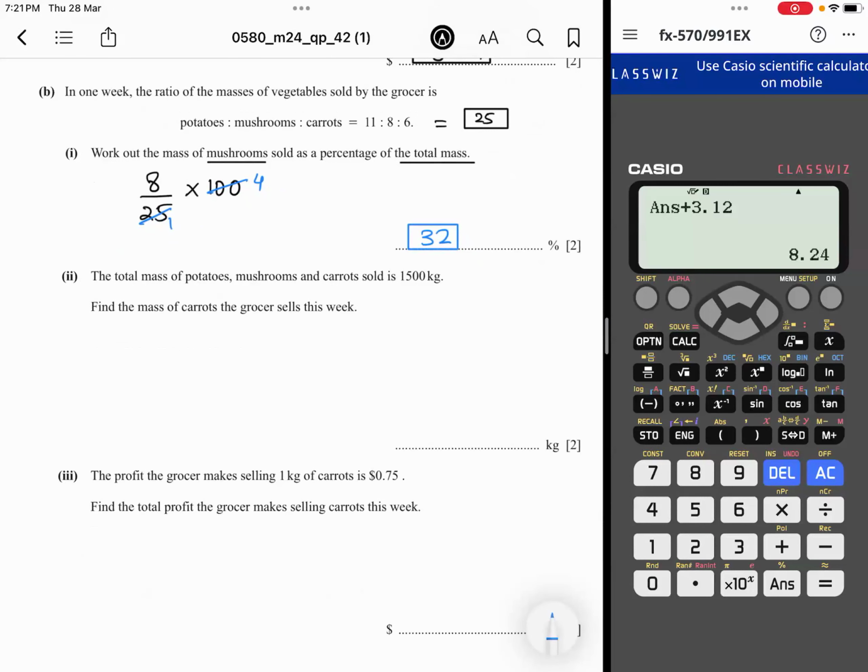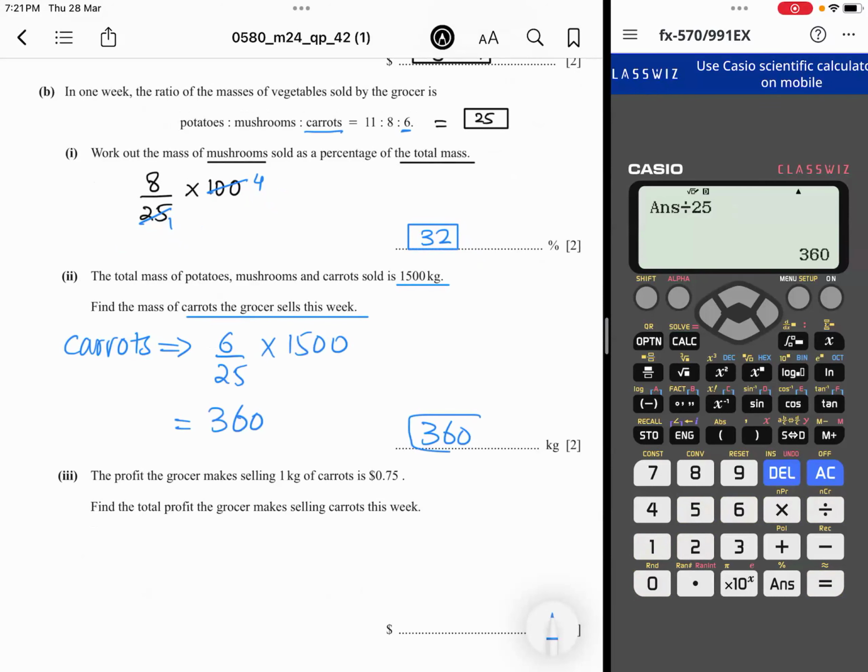The total mass of the potatoes, mushrooms, and carrots sold is 1500 kg. Find the mass of carrots the grocer sells. Carrots are 6 out of 25 and the total is 1500 kg. So 6 multiplied by 1500 divided by 25. The answer is 360 kg of carrots sold. The question was easy.